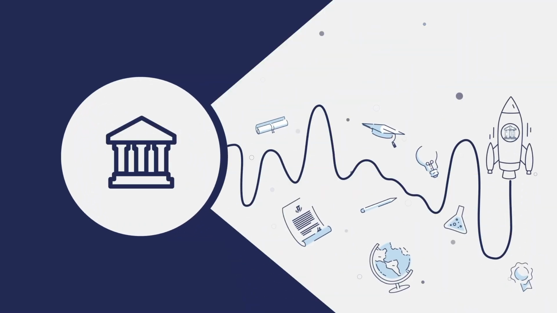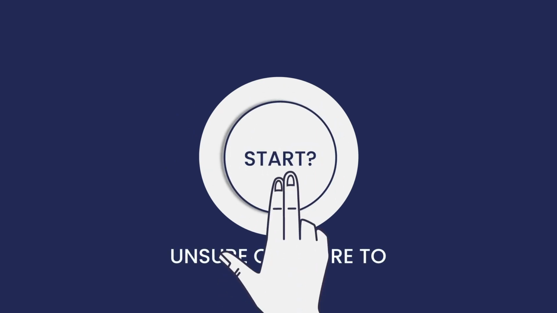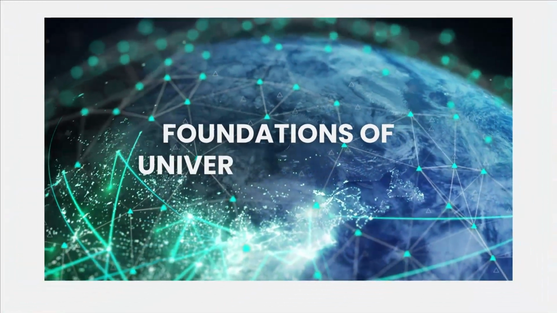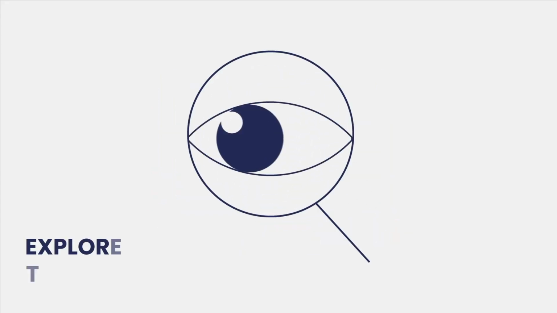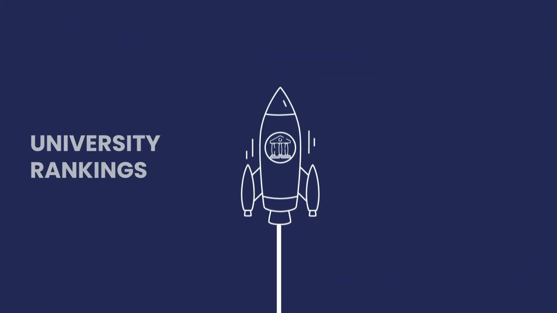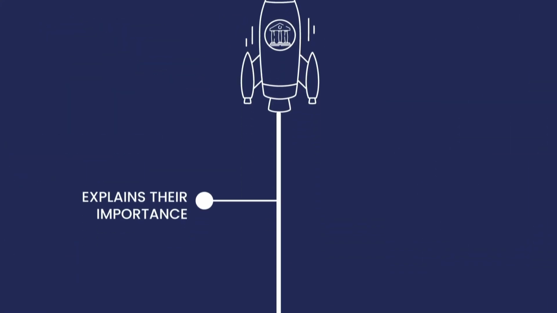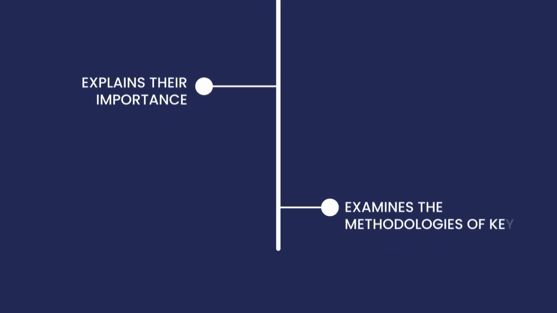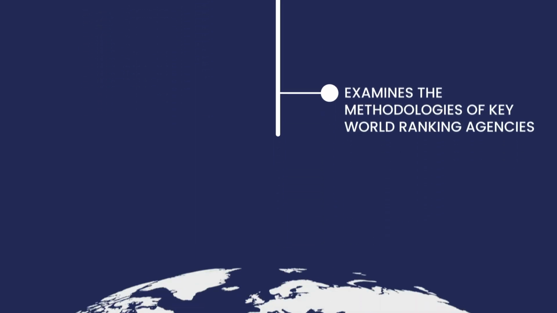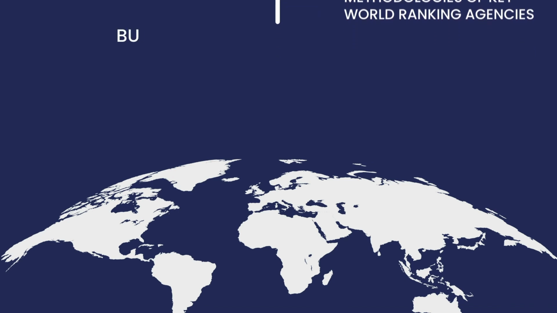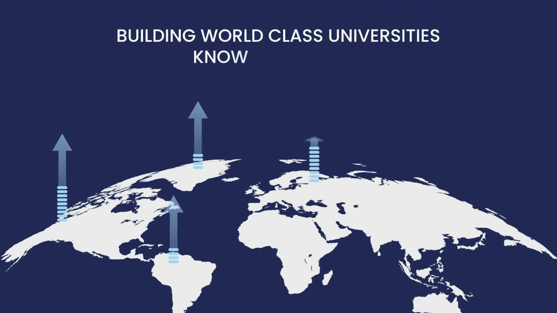Are you interested in starting or improving your university's ranking journey, but are unsure of where to start? Our Foundations of University Ranking course explores the history of university rankings, explains their importance, and examines the methodologies of key world ranking agencies. This course also introduces the Building World-Class Universities knowledge track, acting as a foundation upon which you can build your university's strategy to compete globally.